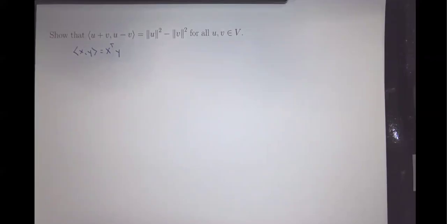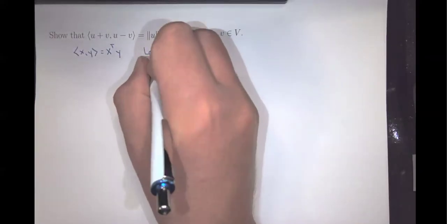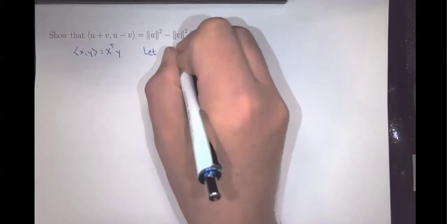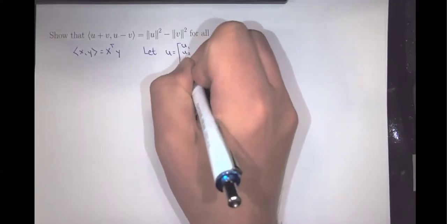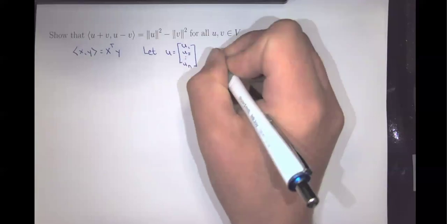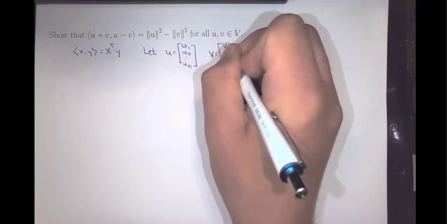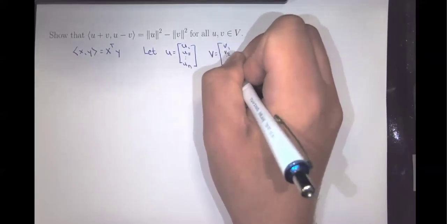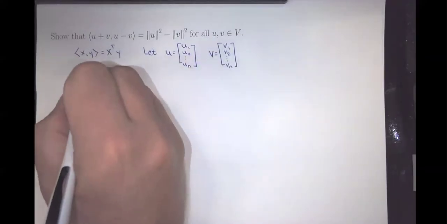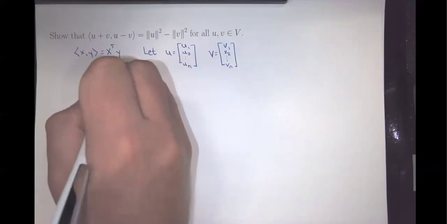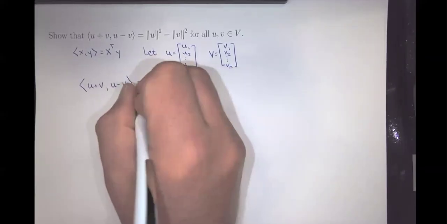Okay. So we're looking for u plus v and u minus v. So let's let u be u1, u2, all the way to un, and v be v1, v2, all the way to vn. And so the inner product of u plus v with u minus v is going to be this dot product.